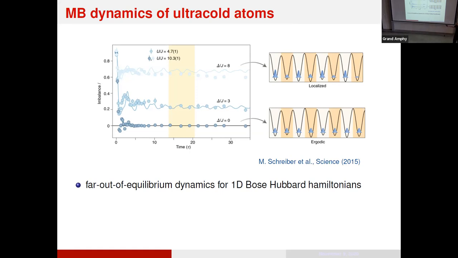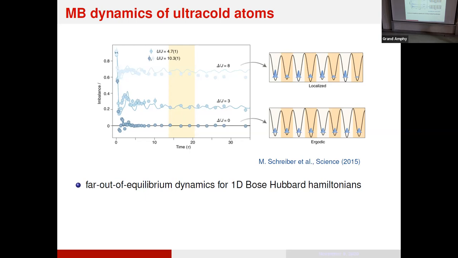This brings me to this experiment from the Greiner lab, which looks like MBL. They start from a highly non-equilibrium state. They have a few atoms here, and you see a density wave, with atoms on every second site and nearly zero atoms on the others. Due to the interaction, this is a highly excited many body state. Then they let the system evolve and measure as a function of time mainly the difference between adjacent minima. If this goes to zero, this would be the same situation here.